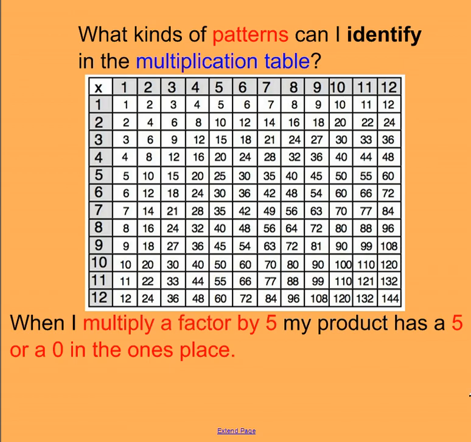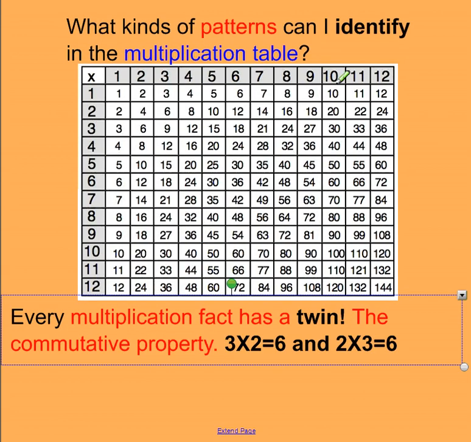Then another pattern that we identified, if we look at our 5s, if we multiply a factor by 5, 5 times any number will give you a product that has a 5 or a 0 in the ones place. 5 times 1 equals 5. 5 times 2 equals 10. There's a 0 in the ones place. 5 times 3 equals 15. A 5 in the ones place. And so on and so forth right here. So that's one pattern.